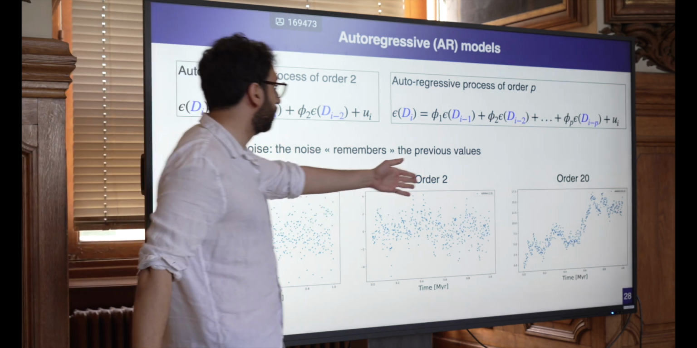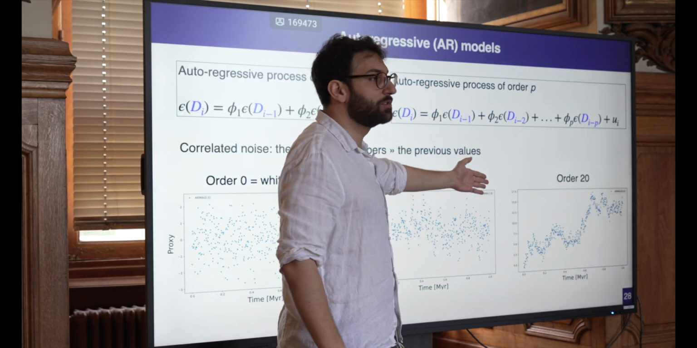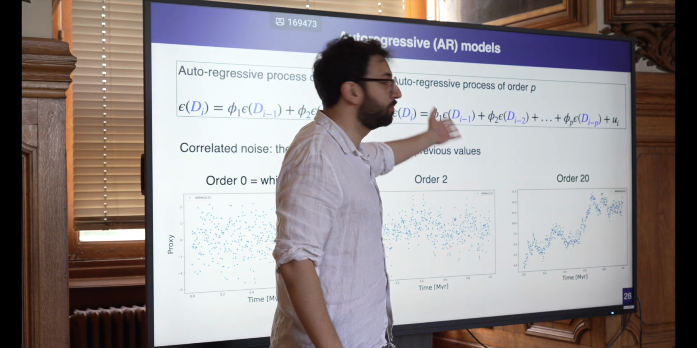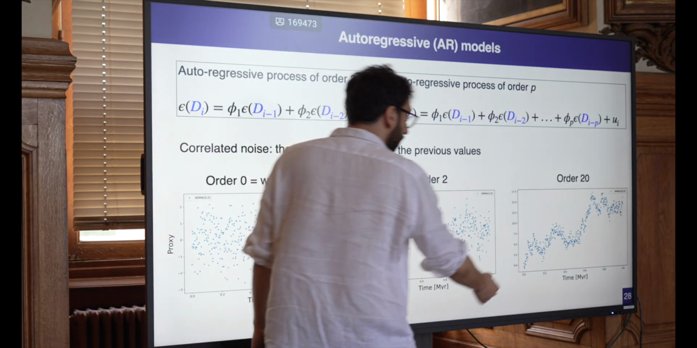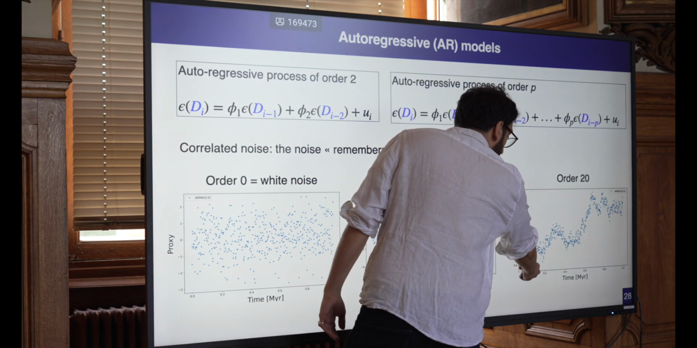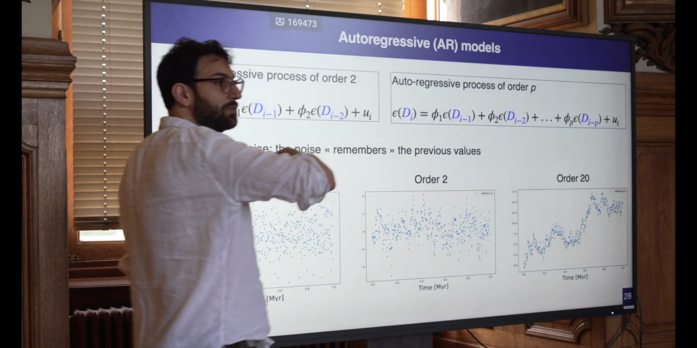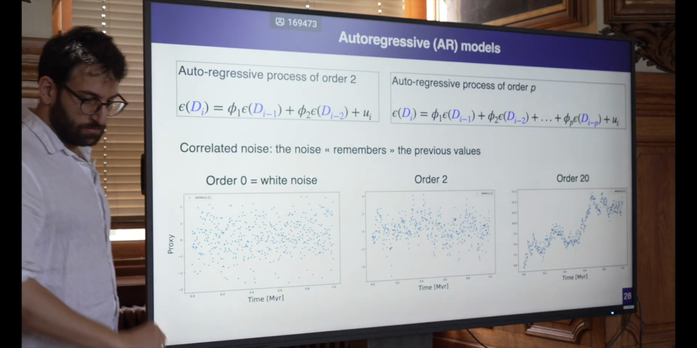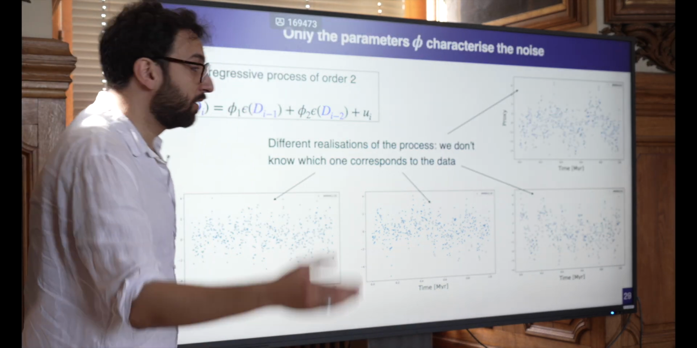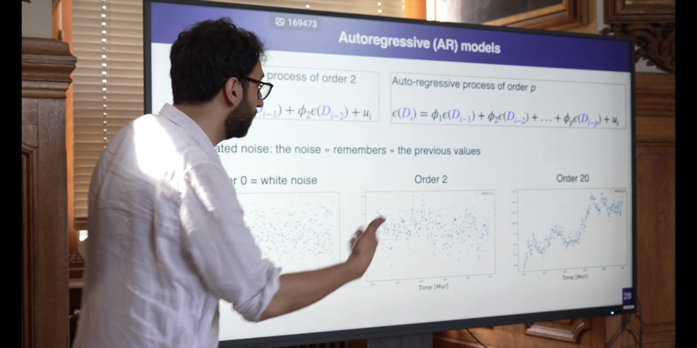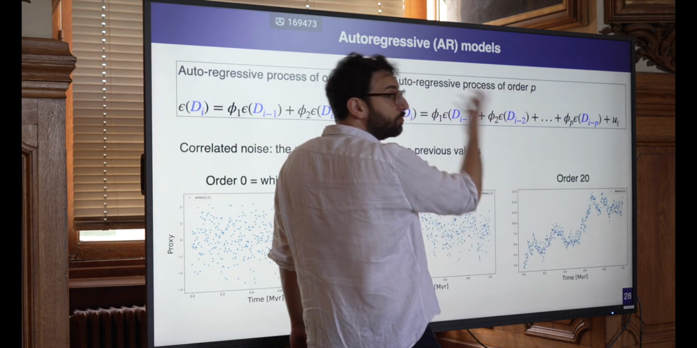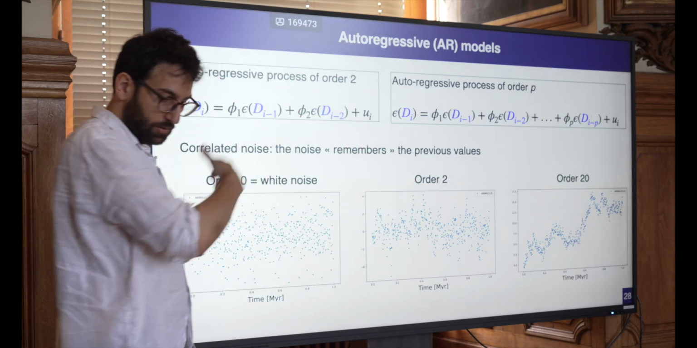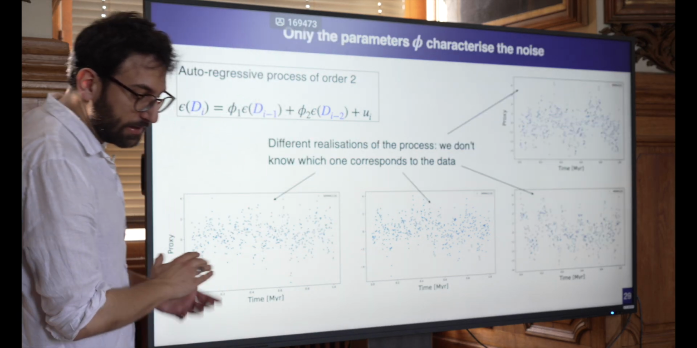And you see that, for example, you could model stock market prices with autoregressive processes. It's something that varies, but the value of the price depends on the value of the price the day before. And in the case of order 20, the value of the price depends not only on the day before, but 2 weeks before. Almost 3 weeks before.